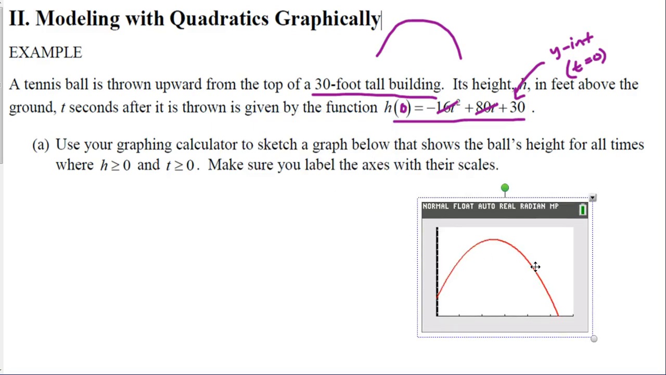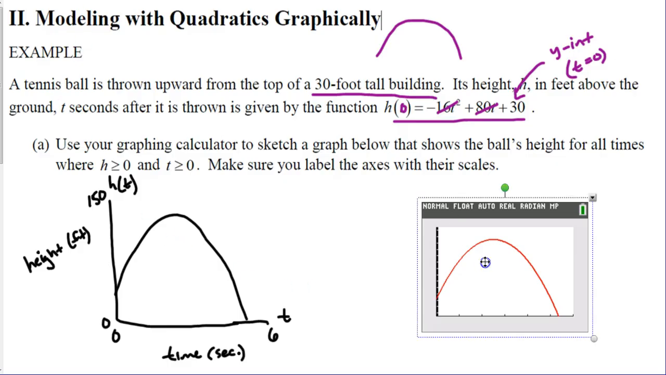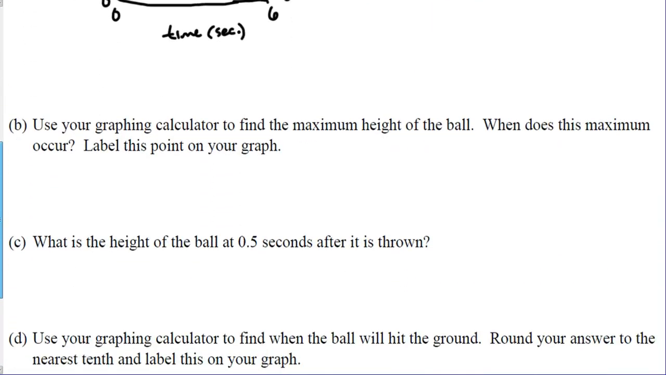I'm going to make a sketch of that, and you are as well. Okay, so make sure you have labels in terms of the unit and the variable and the scale of the axes. It's all good, right? That's our t-axis, that's our h of t. All good? All right. Next, so I don't really need that anymore. Next, we're going to do some stuff with it.